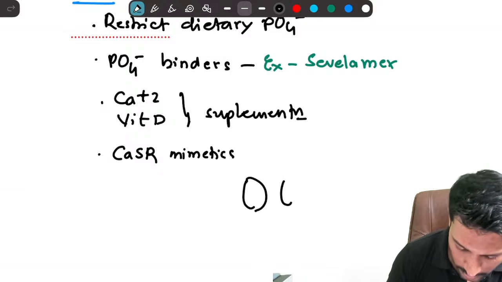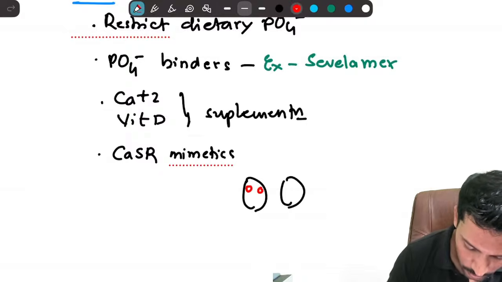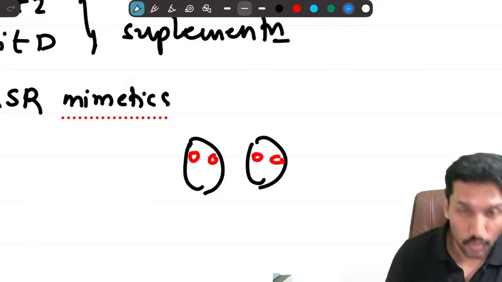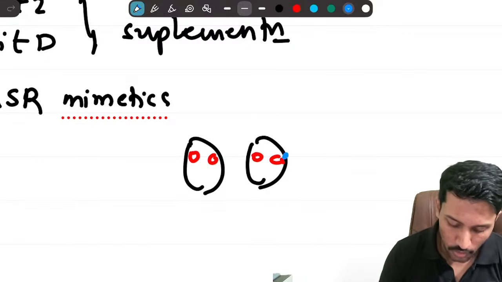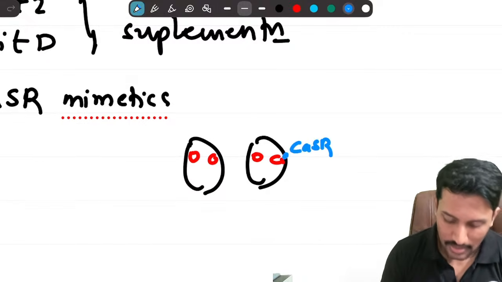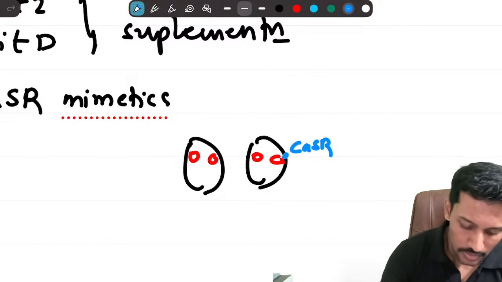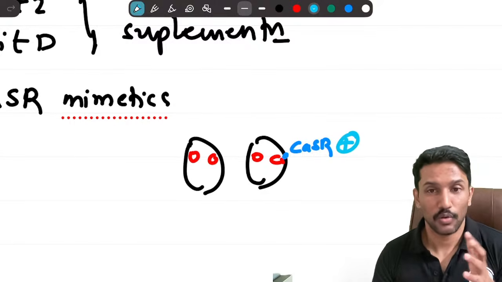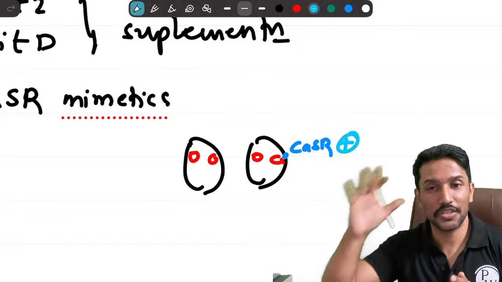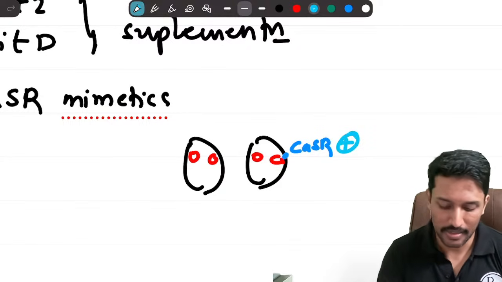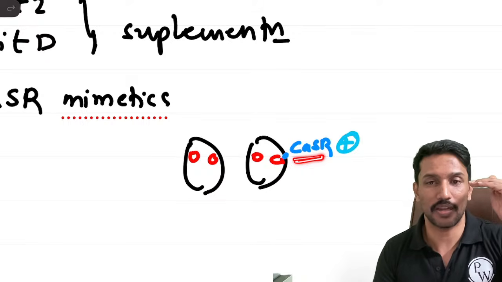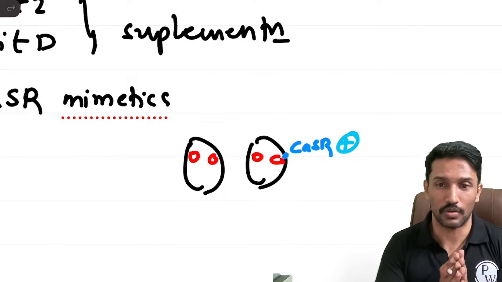On the thyroid gland, we have these parathyroid glands. Parathyroid glands get to know whether blood calcium level is normal or not based on a receptor called CASR. So if I stimulate this receptor, then the parathyroid gland feels that there is sufficient calcium in the blood. Ideally, calcium stimulates this receptor so that the parathyroid gland knows that sufficient calcium is there. I don't have to release the parathormone.